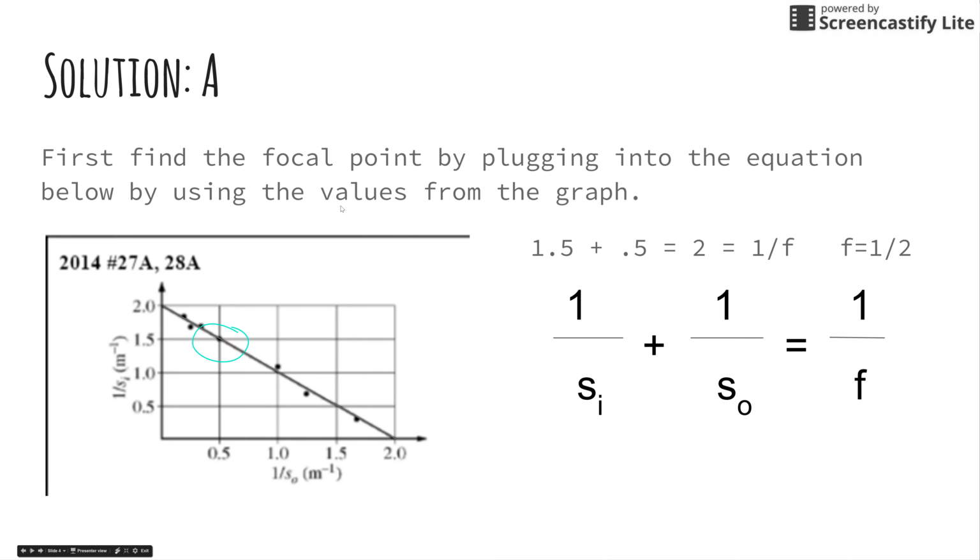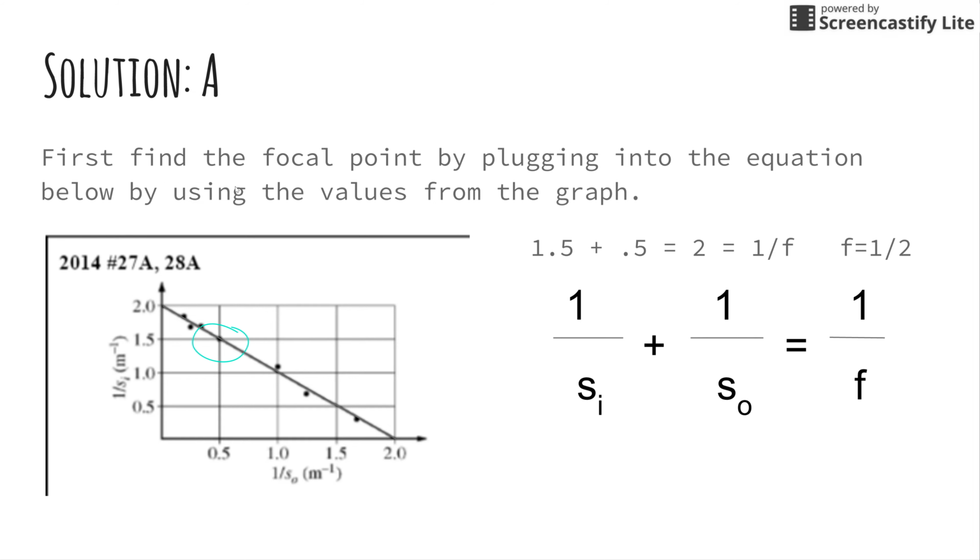So the very first thing we have to do to solve this problem is find the focal point by plugging into the equation below using the values from the graph. I just chose the easiest point on the graph, where there's no guesswork. We know that the SI is at 1.5, and we know that the SO is at 0.5, or 1 over SO and 1 over SI, since it says that on the side of the graph. Since that's already given, we are able to just plug it in.